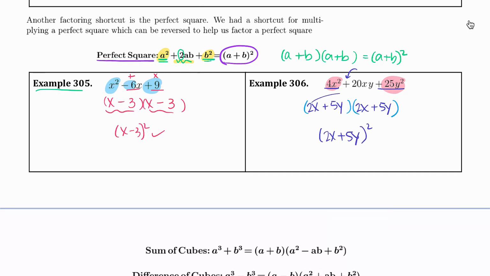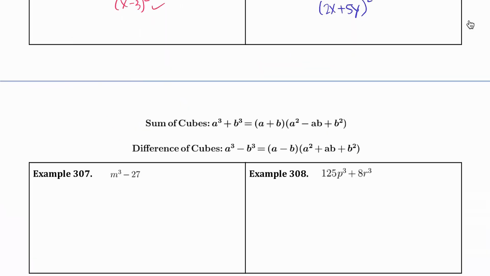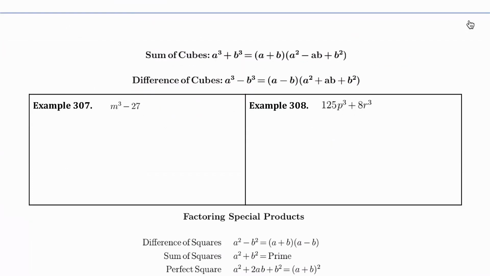And we could double check that. We could multiply it back out, make sure it works. We should get what we started with. Okay, and then the last types here are the sum and difference of cubes. These are kind of 2 rules, but they're really similar. So we're going to kind of lump them together.